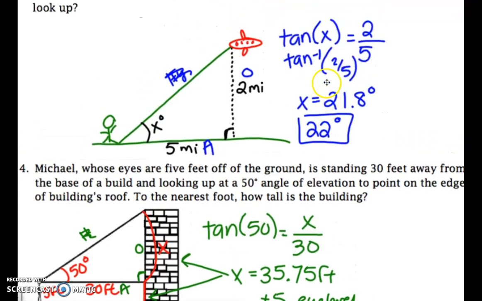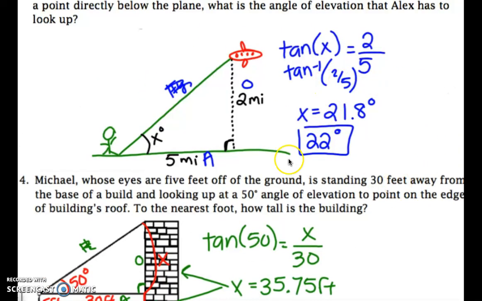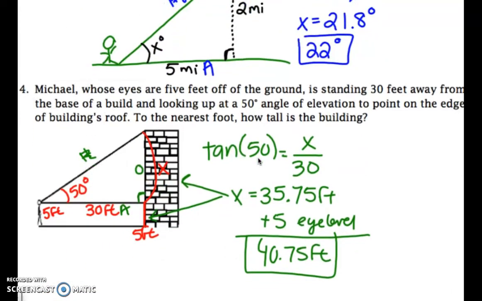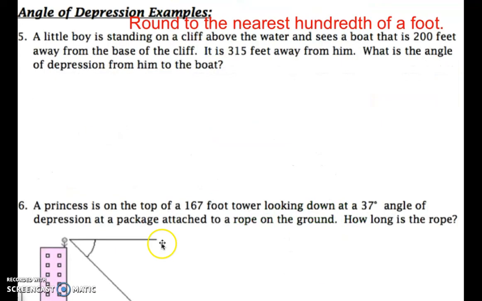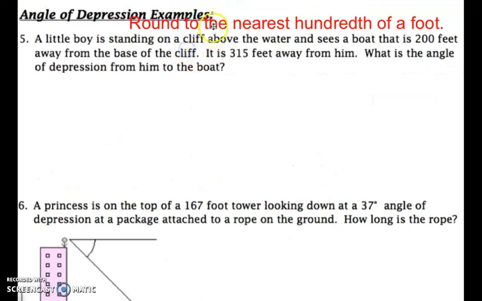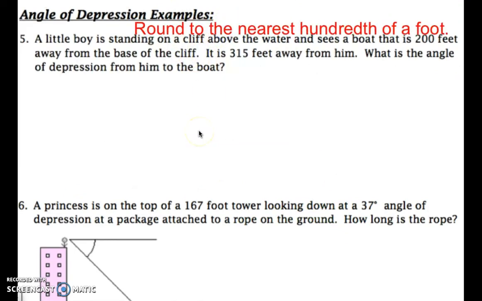So notice on number 3, they did not give us an eye level, so I didn't have to add anything in. But if they do give you how far it is from the foot on the ground to someone's eye level, you are going to have to add that in. Okay? So those are how you do angle of elevation problems. Now why don't you go ahead and watch the second video on angle of depression problems, okay?